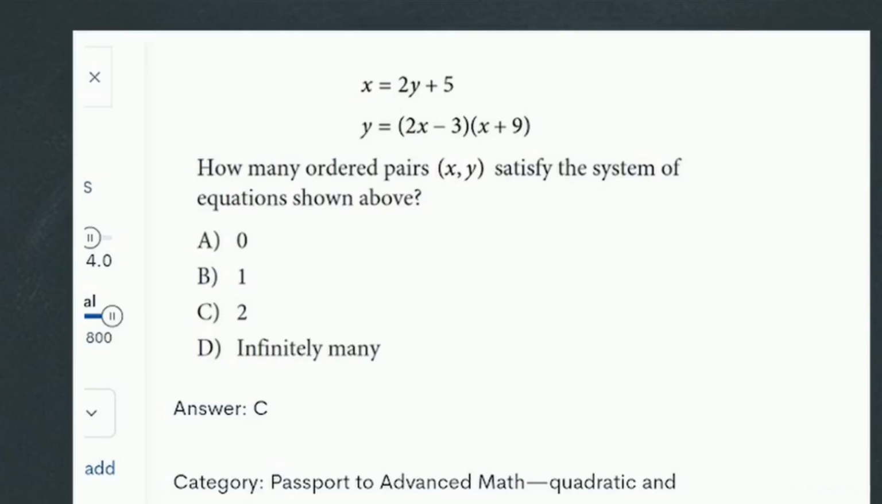Take a look at this math problem. We have a system of equations, a linear equation on top, a quadratic on the bottom, and a question asking how many ordered pairs satisfy both.